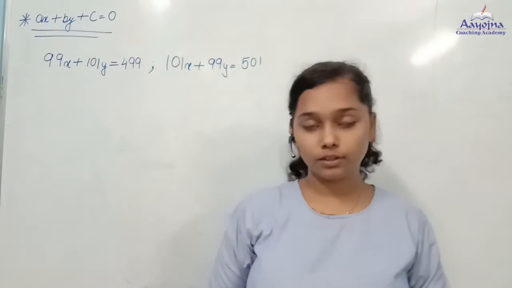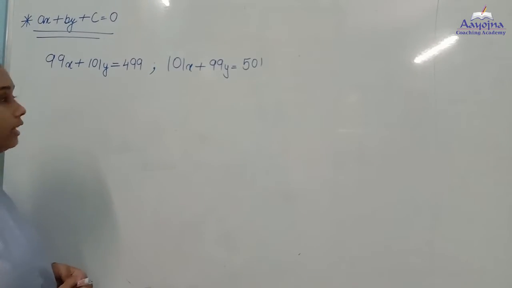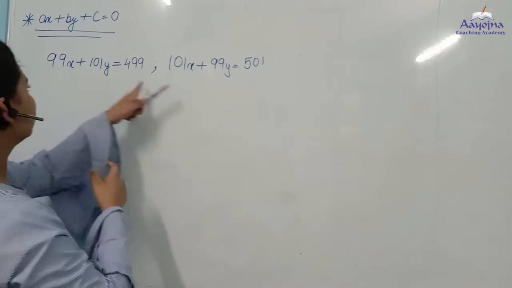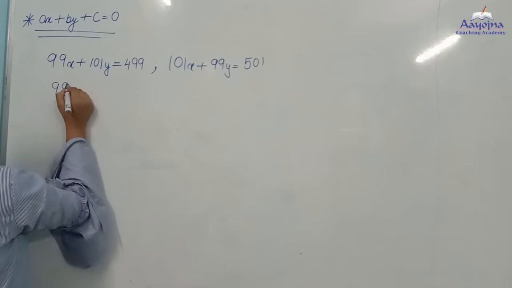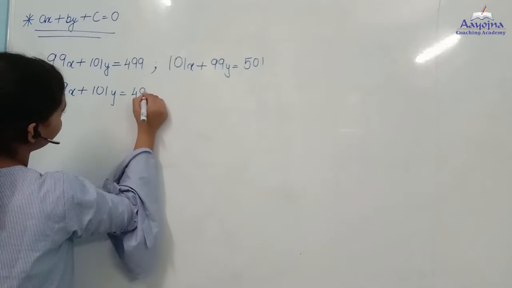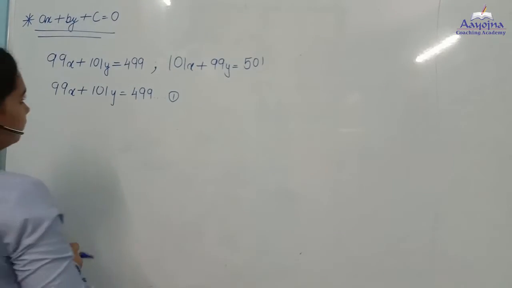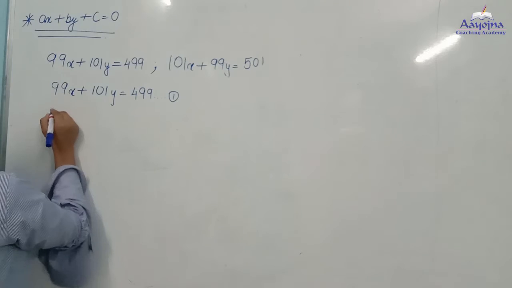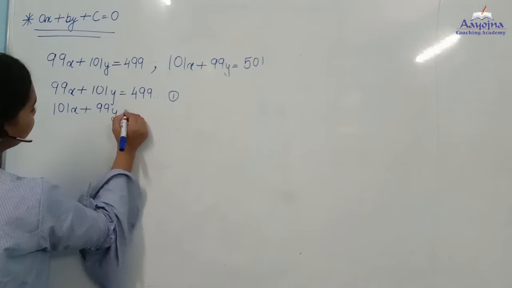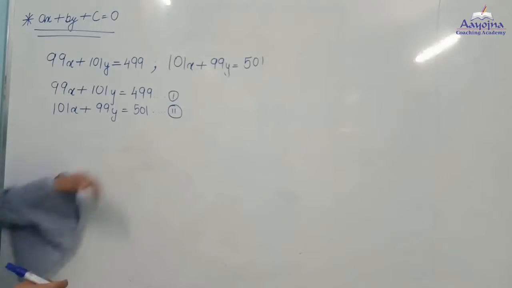So here we begin with the second last one. 99x plus 101y is equal to 499. 101x plus 99y is equal to 501. So here the first equation is 99x plus 101y is equal to 499. This is the first equation and we will mark it as 1. Now this is the second equation, 101x plus 99y is equal to 501. We will mark it as 2 because it is the second equation.